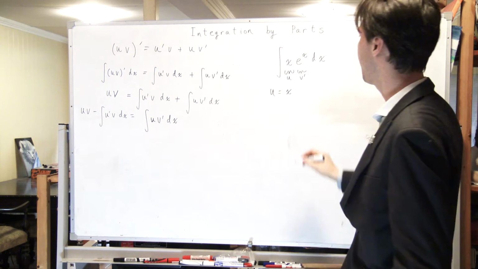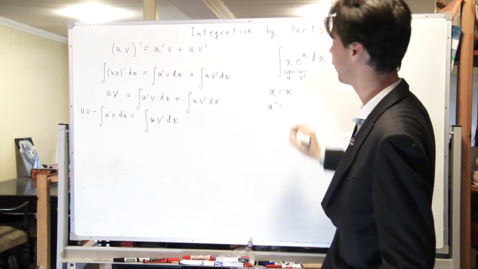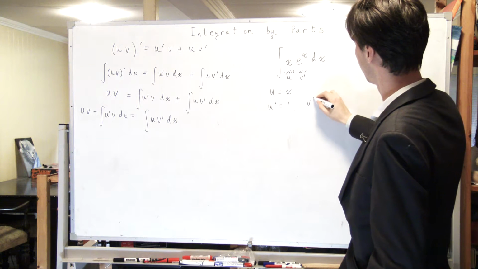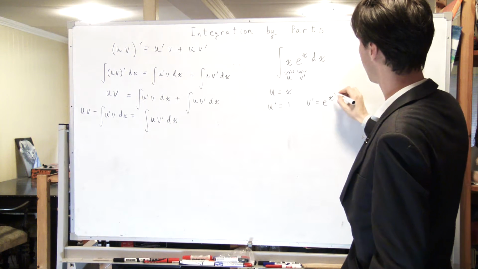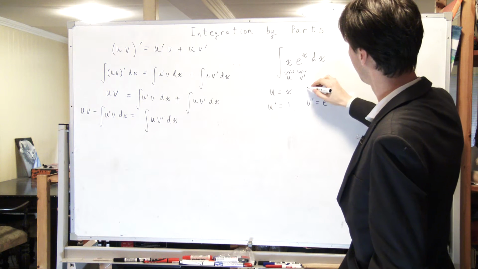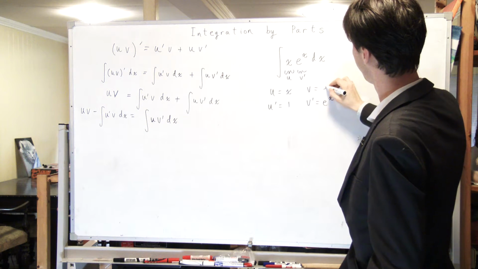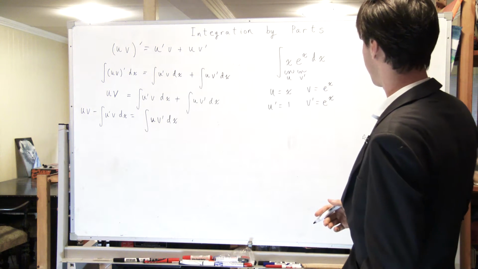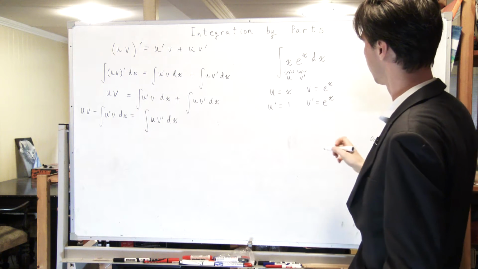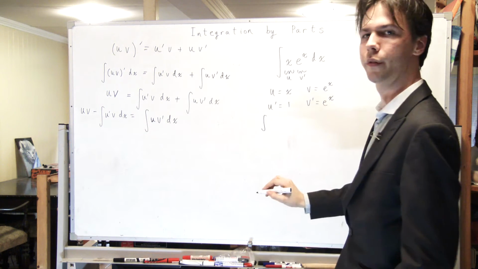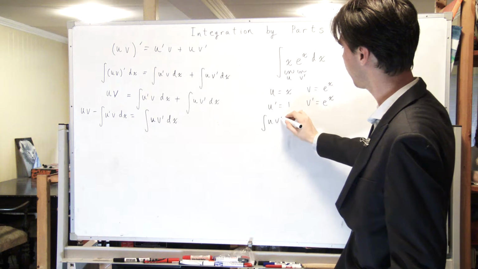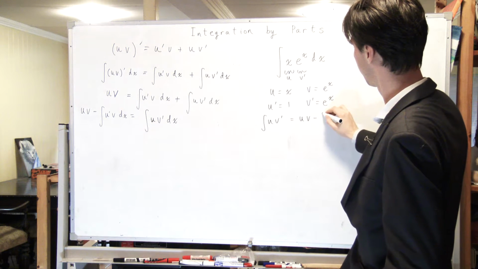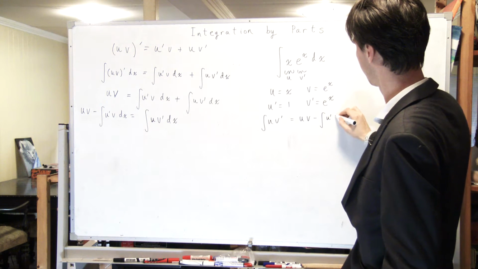So if u is x, u dash is the derivative of x, which is 1. If v dash is e to the x, integral of that, well, integral of e to the x is e to the x. So now we can just do a little note to remind ourselves. There.